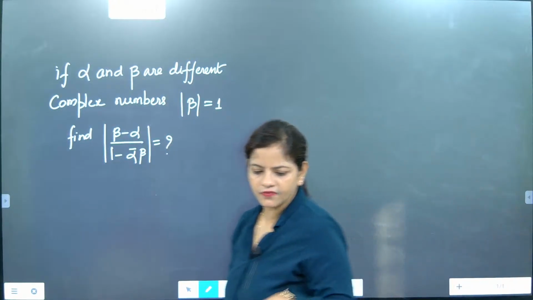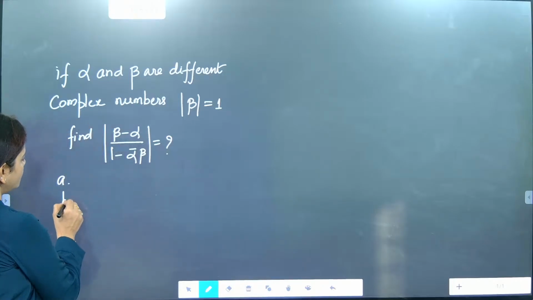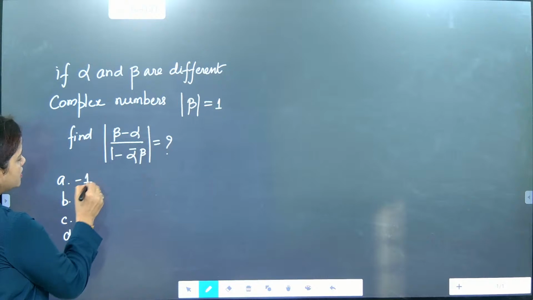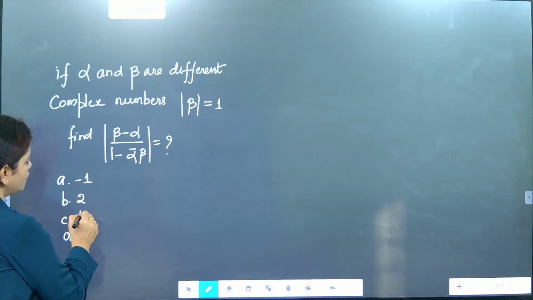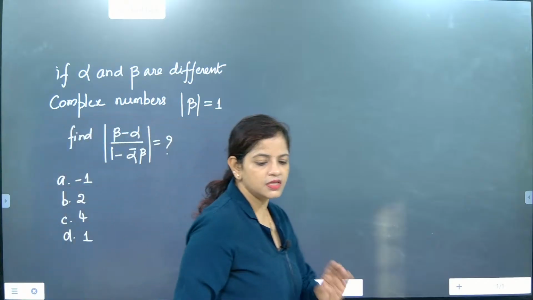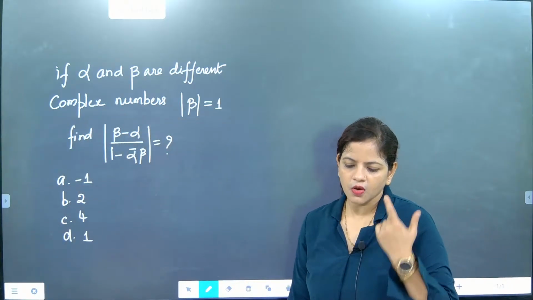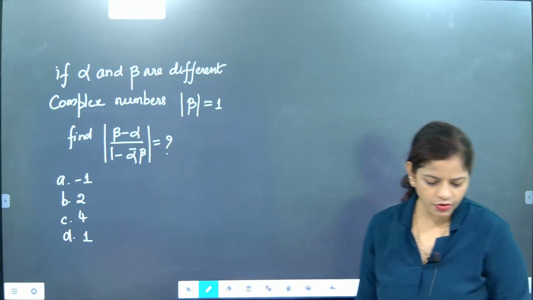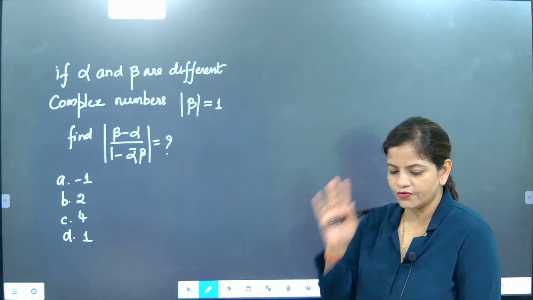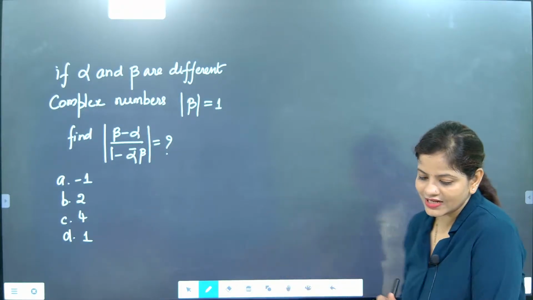So either they will give you this as a question, or they will give it as options. So we will do both. Here the answer options are minus 1, 2, 4, 1. So these are the four options. Out of these four options, one answer is the correct answer. Come on, go for it, beta. So one technique, one important technique we are going to follow for this question. Let's check this one out.